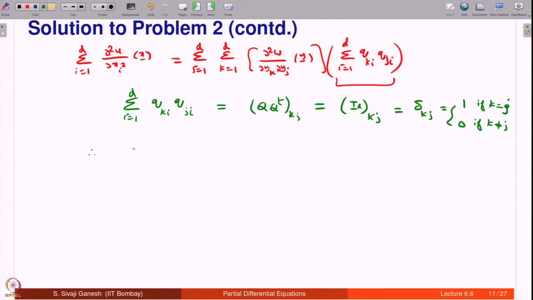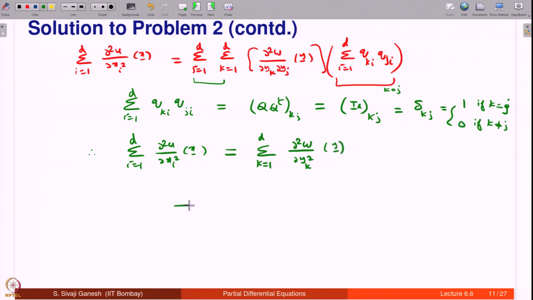Therefore, what we obtain at the end is summation i equal to 1 to d of ∂²u/∂xi² at the point x. So, this summation survives only if k equal to j. Therefore, these summations will just become one summation with k equal to j. You could use either k or j, does not matter. So, k equal to j in particular means it is ∂²w/∂yk² at the point y, which is nothing but the Laplacian in the y coordinates of w at the point y. In other words, Laplacian x and Laplacian y are the same. So, the Laplacian is invariant under rotations in Rd.